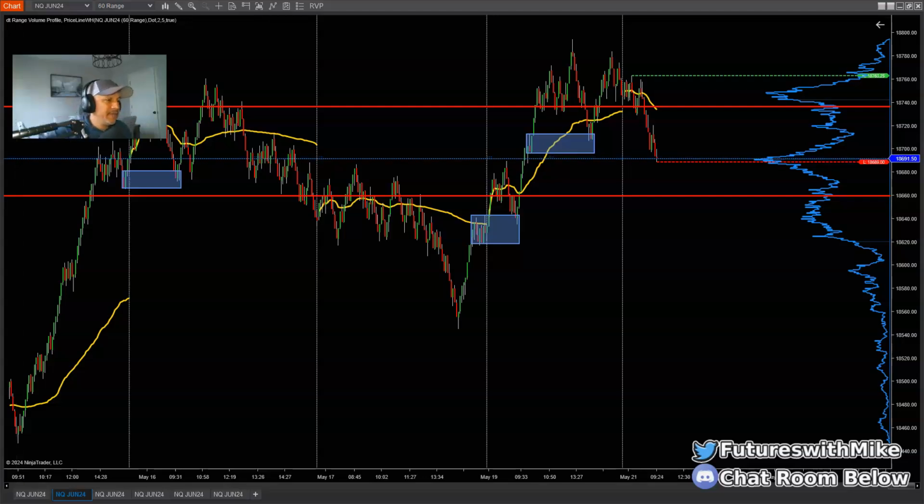Let's take a look here at the market. This is the NASDAQ futures. I'm going to try to get into a few scalps, but I did just already take a short little scalp to the downside, and I'll quickly explain why I did that.